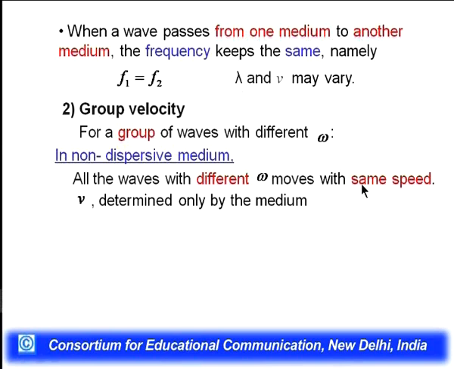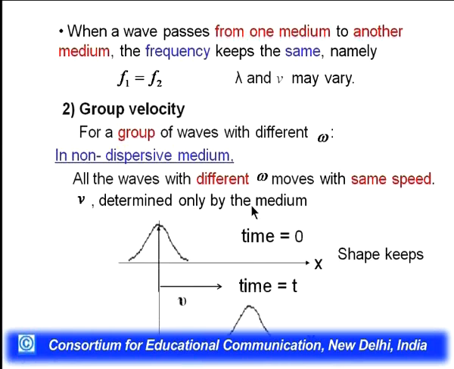Group velocity is where we define the velocity of a group of waves. For a group of waves with different angular frequencies, if we talk about a non-dispersive medium, then all the waves with different omega move with the same speed. When the waves have different angular frequencies, they will move with the same speed, which is v, determined by the medium.